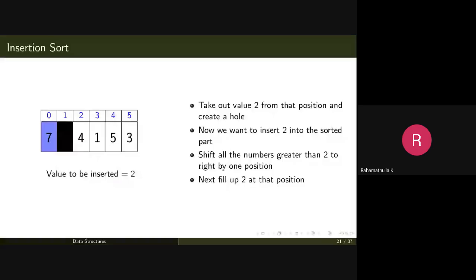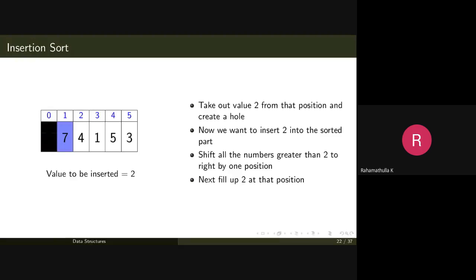What we do is we shift all numbers that are greater than 2 to the right hand side by one position. Here there is a hole, so we can shift the elements from left to right. So we compare this element with the value to be inserted. If it is greater than 2, then we shift it. So this is how it will look like. We'll shift 7 and the hole will be transferred to the previous location. Now there are no more elements, so you can fill 2 at that position. So it will be like this.